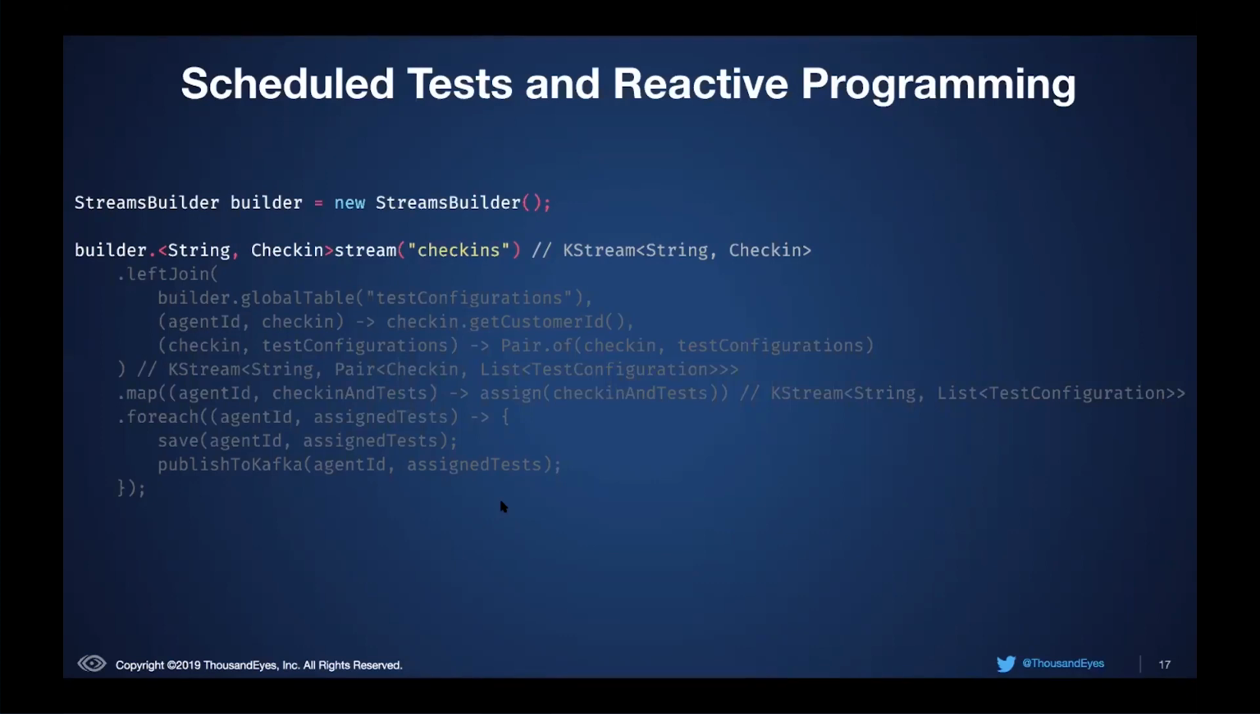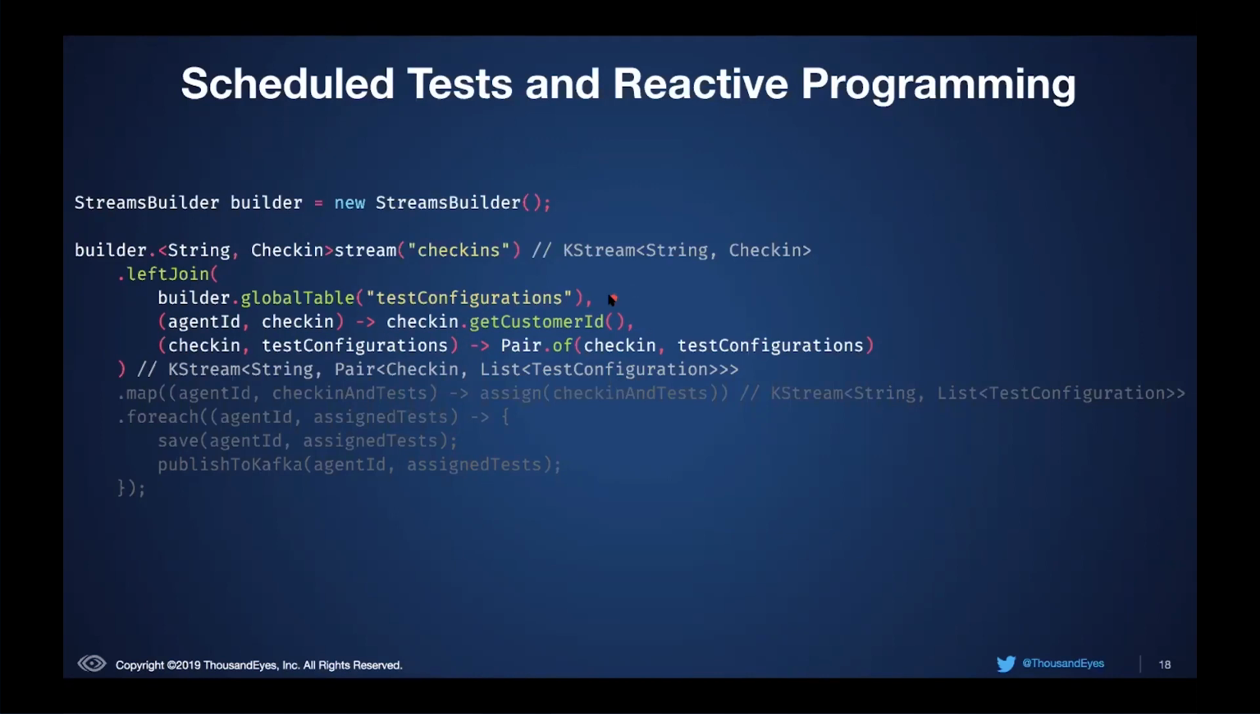But what we want to do first is perform a left join with the tests that our customers have configured. The way a left join works is you can think of it like a database left join. You first supply effectively the foreign table, in which case it's this test configurations global table bit. The second thing you want to supply is the foreign key, in which case it's the customer ID on the check-in. And finally, we output the result of the join, in which case we just want a pair of the check-in and the test configurations.